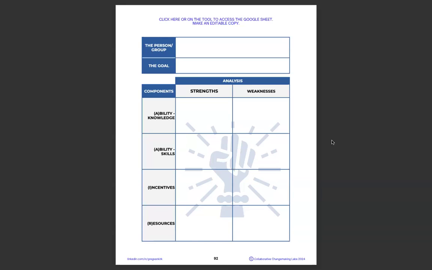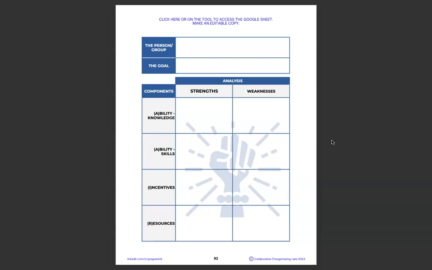Then we're going to go over to weaknesses. So what doesn't exist? Where might they need support? Where might we need to fill in some gaps and look at the weaknesses? The goal of this is to be able to understand where you can leverage strengths that already exist and really recognize those, and maybe where you can step in and work with people on their weaknesses to build them into strengths.